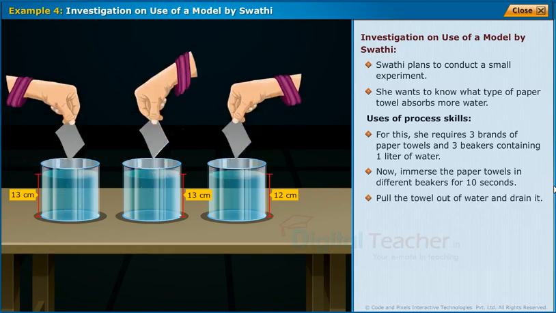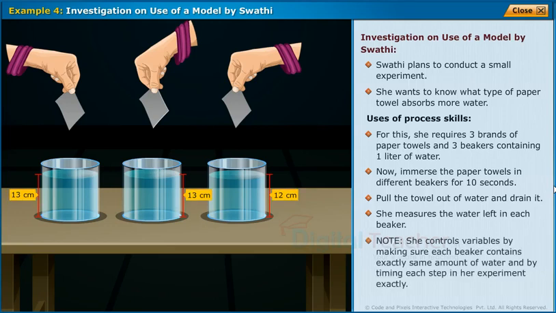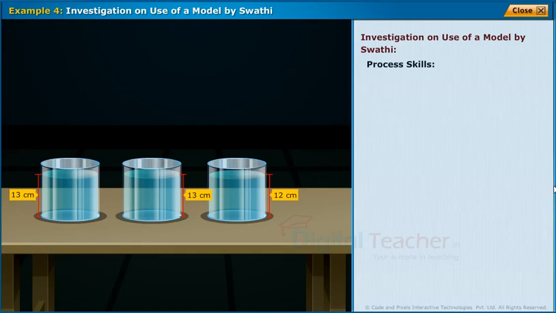Pull the towel out of the water and drain it. She measures the water left in each beaker. Note: she controls variables by making sure each beaker contains exactly the same amount of water and by timing each step in her experiment exactly.